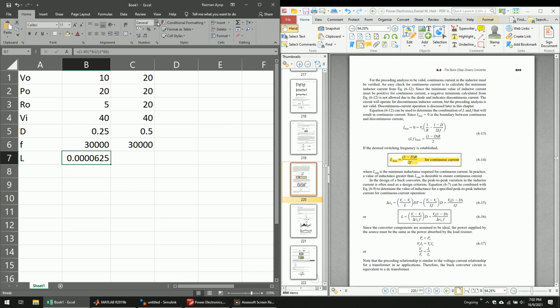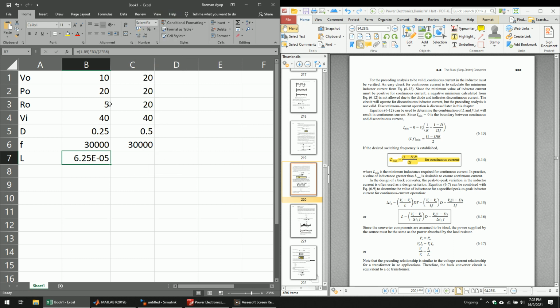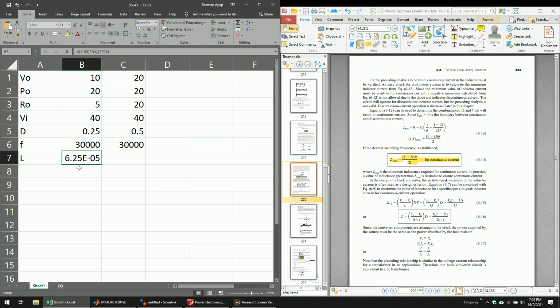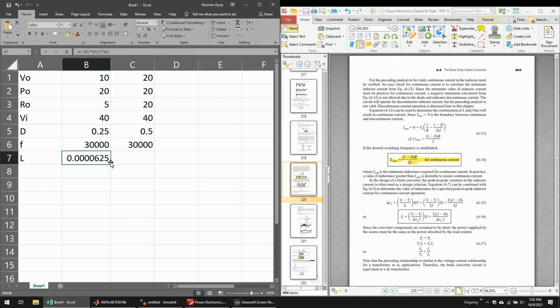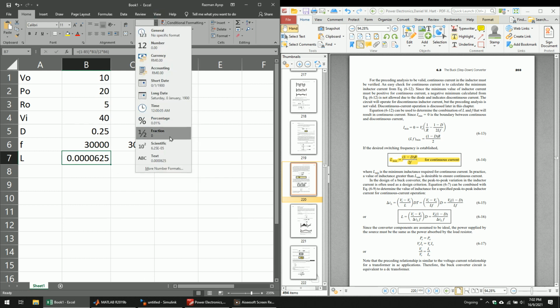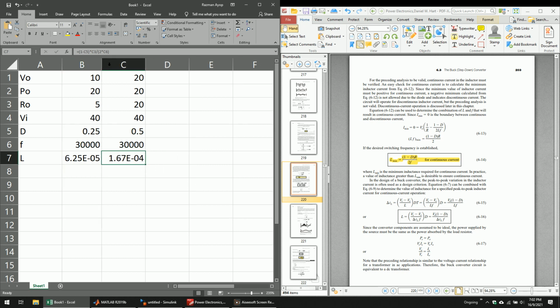I suggest you use scientific notation, which is much easier to look at. So 6.25 E negative 5. Make sure you know what this means. This is the original number, and if you write it in scientific form, you get this. Then you drag this, and you get the minimum inductor to ensure continuous current mode.